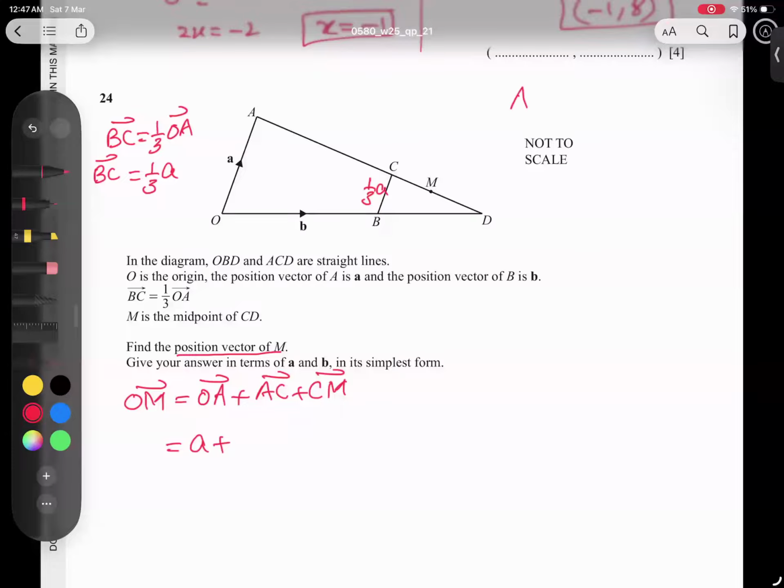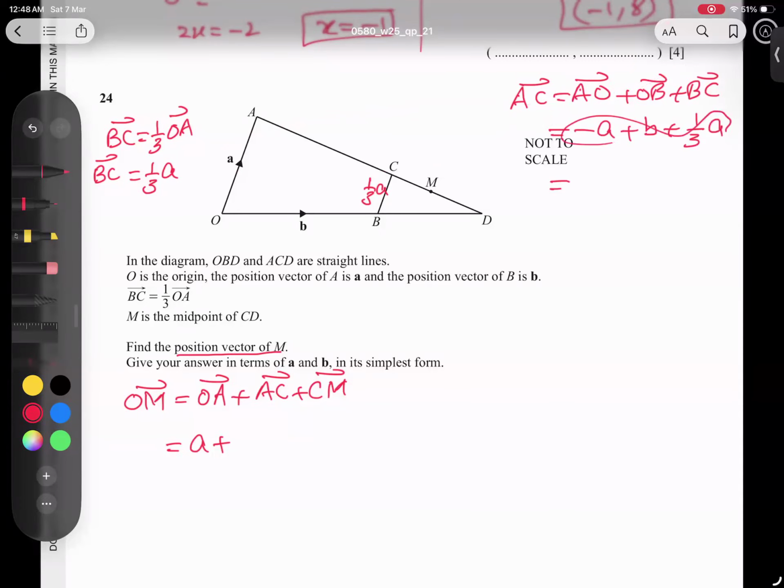So I'm writing on the top: A to O, and O to B, and B to C. A to O is negative a. Why? I'm going backwards. B is small b, and this is 1/3 of a.